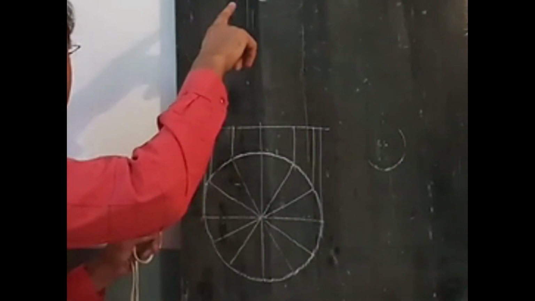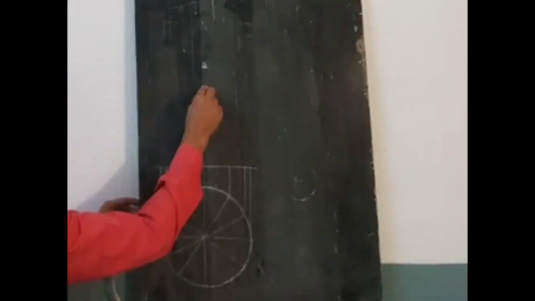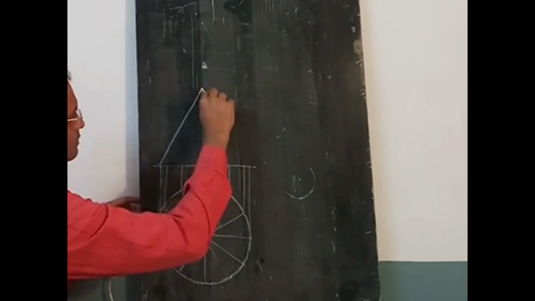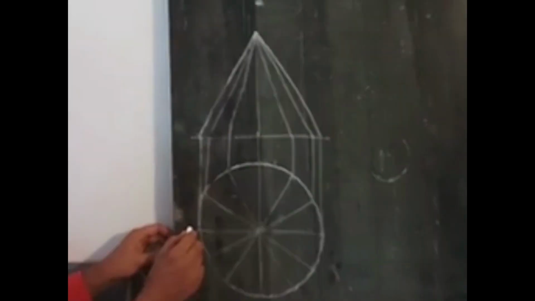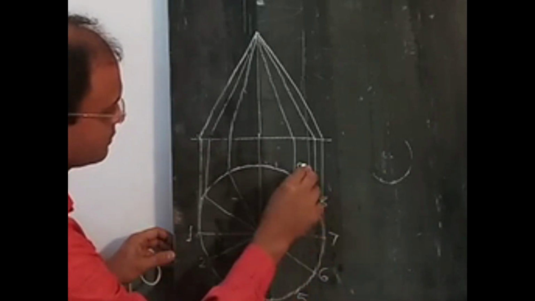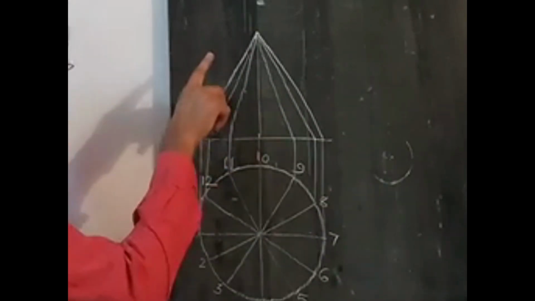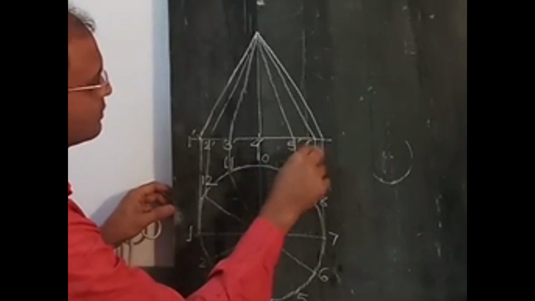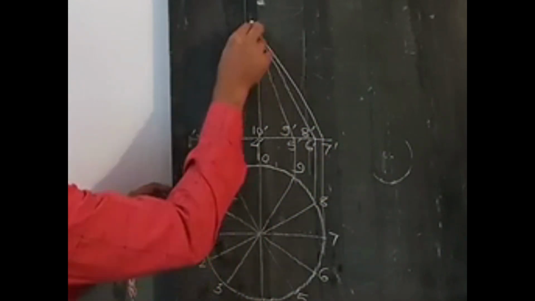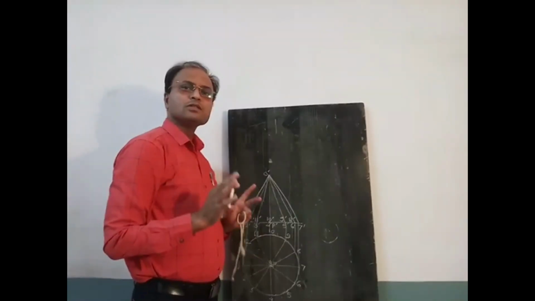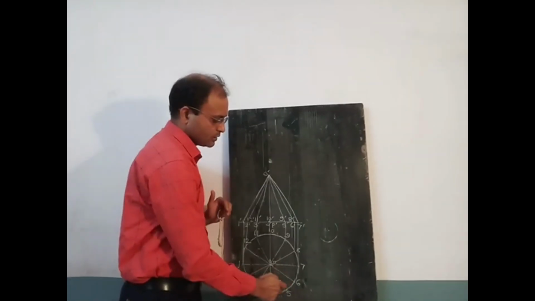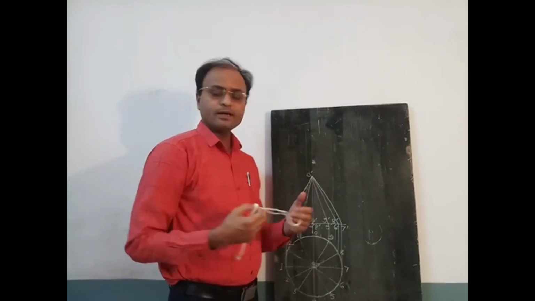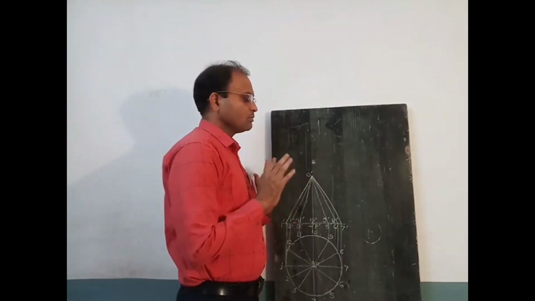Taking height equal to 70 mm, draw the front view. This way we have obtained projections of this cone when it is resting on HP on its base. Now we have to obtain the overall development of the cone, that is, the total development of the cone.